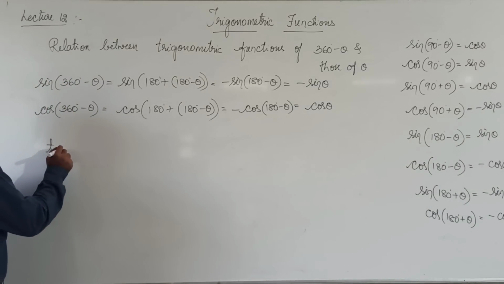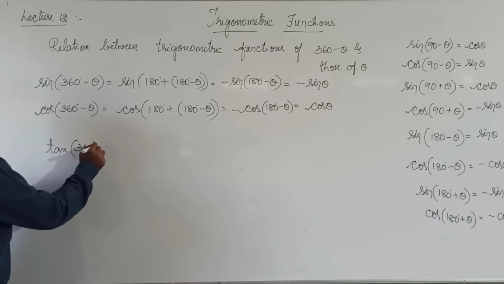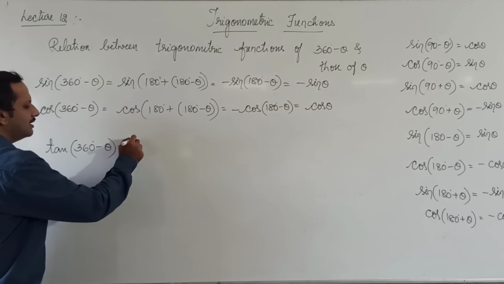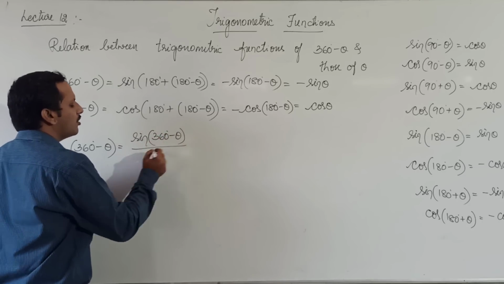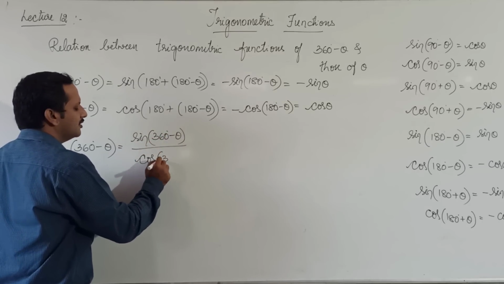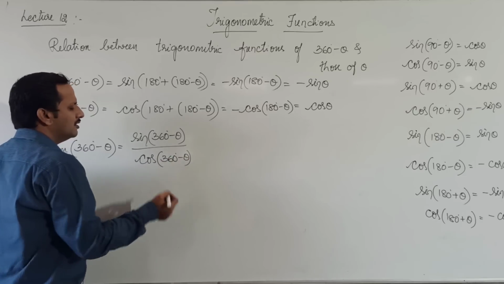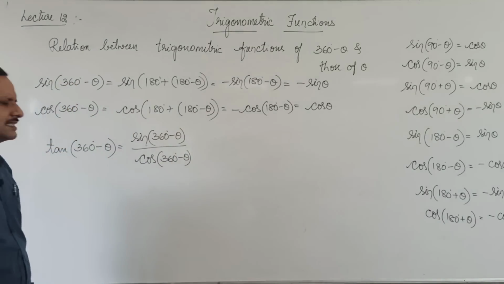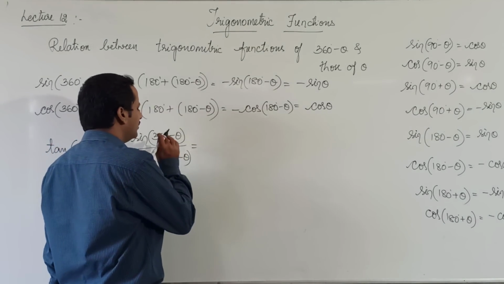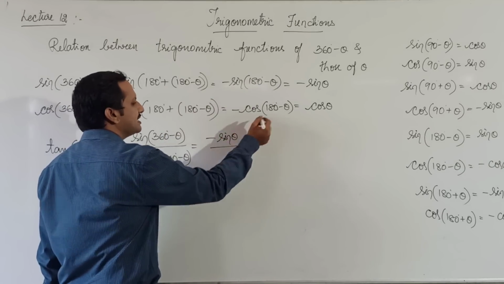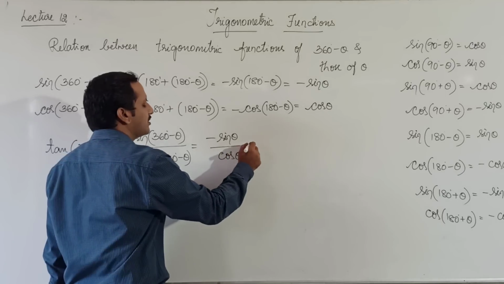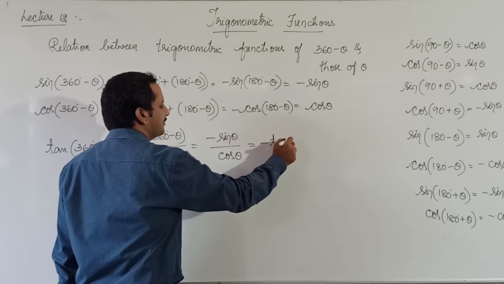Okay. Then tan 360 minus theta. Tan 360 minus theta is equal to sin 360 minus theta divided by cos 360 minus theta. That's equal to sin 360 minus theta is minus sin theta and cos 360 minus theta is cos theta. Minus sin theta by cos theta will give you minus tan theta.